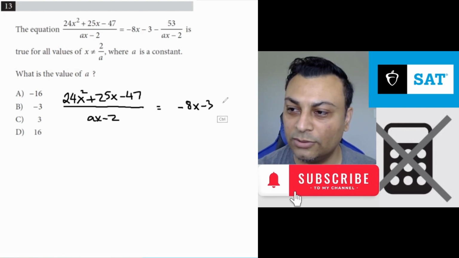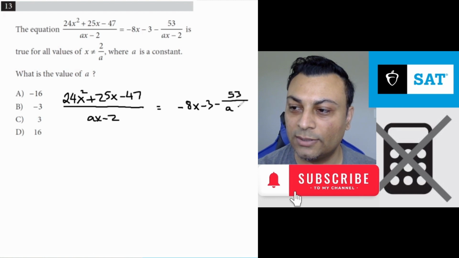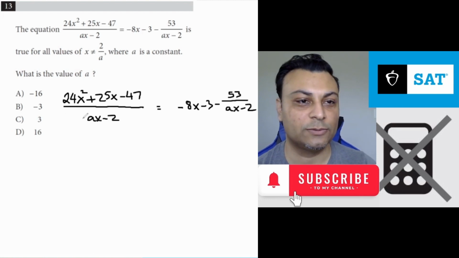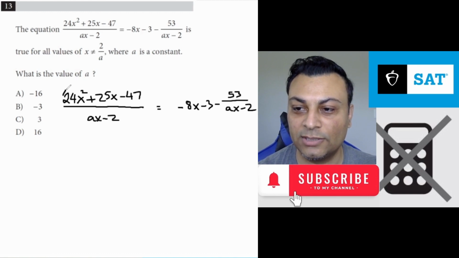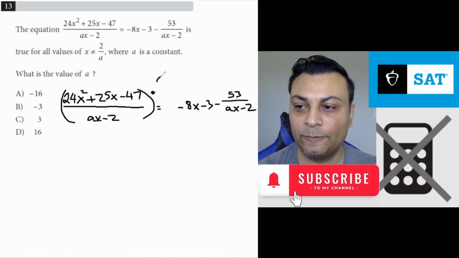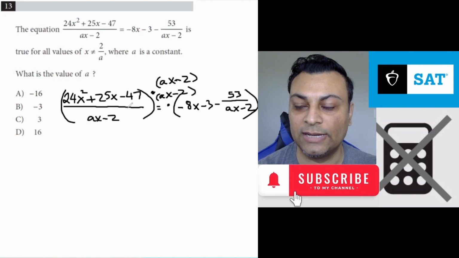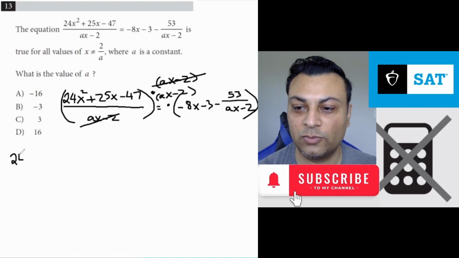Let me make that a little clearer. 53 over ax minus 2. What I'll do is multiply everything by ax minus 2. So I'm going to take this entire left side and times ax minus 2. And do the same thing on this side. We're going to times by ax minus 2. Now, the left side, these are gone, and you end up with 24x squared plus 25x minus 47.